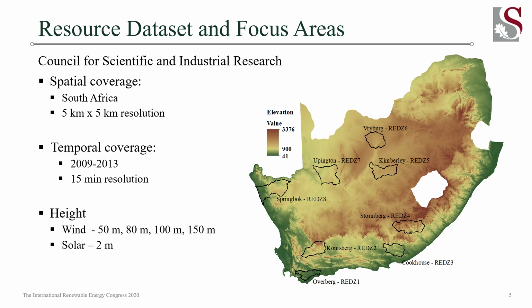Now this wind atlas dataset has a spatial resolution of 5 by 5 kilometers, a temporal resolution of 15 minutes, and a temporal coverage spanning the calendar years from 2009 to 2013. As you can imagine, for each one of these data points lying within the 8 renewable energy development zones, there is a vast amount of temporal data.